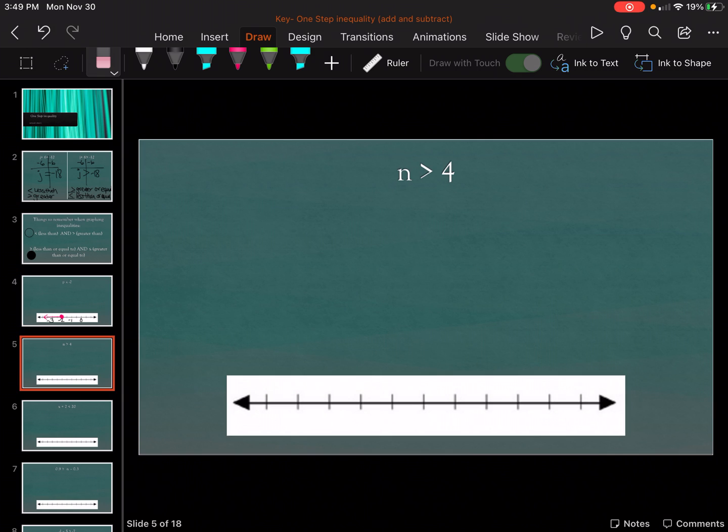Okay. So here we go with 4. So we have 1, 2, 3, 4, 5. I just did every other just so it's a little bit neater. And it is going to be an open circle because it's just greater than. And it's going to be pointing to the right. So you can see your arrow is pointing to the right, right here with your symbol. Pointing to the right, meaning 5 is greater than 4. That is true.